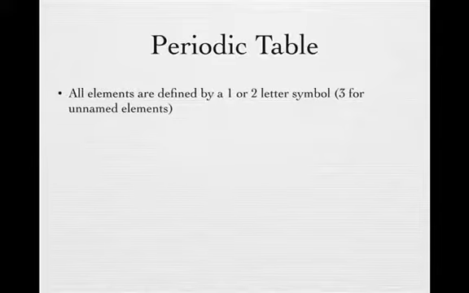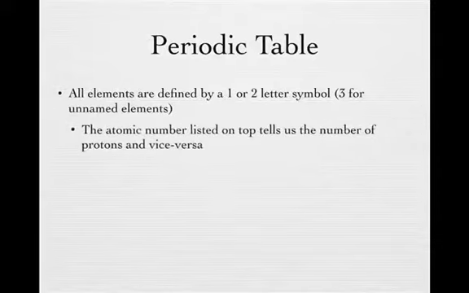Let's talk a little bit about the periodic table here. So all elements are defined in the periodic table by either a 1 or 2 letter symbol. If you have an unnamed element, up in those really large ones, they typically have a three-letter symbol. We saw on that table that we have an atomic number listed up top, and that tells us the number of protons, and vice versa. If we know the number of protons, we automatically know which element we're dealing with.